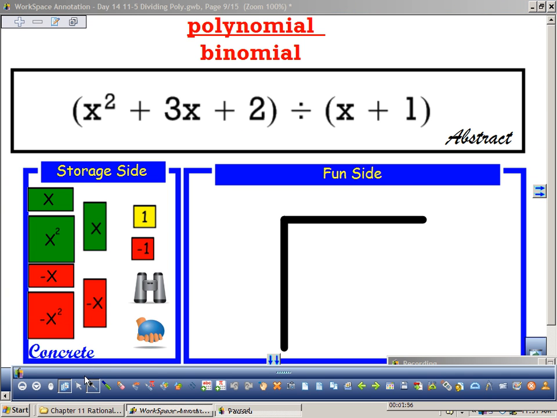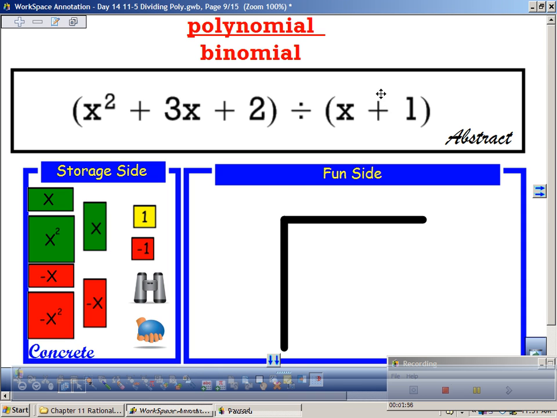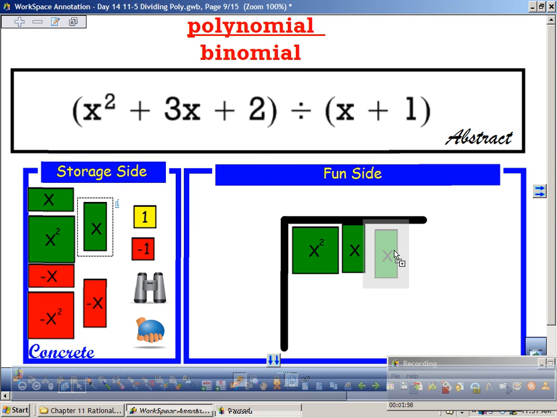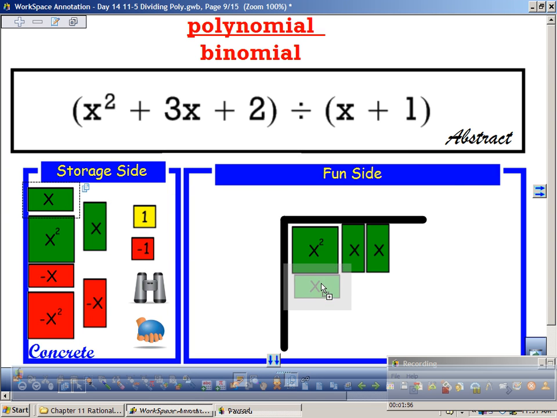All right, let's talk about this. Pencils down. So now we're going to go one step further. We're going to divide by a binomial. Makes it a little more complicated, right? So we have another way of doing this. And actually, you guys already know how to do this. You just don't know it.